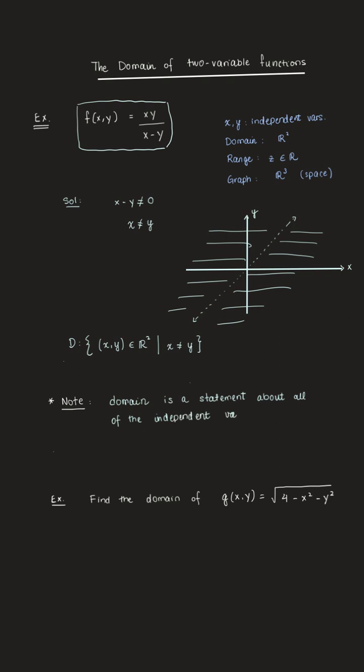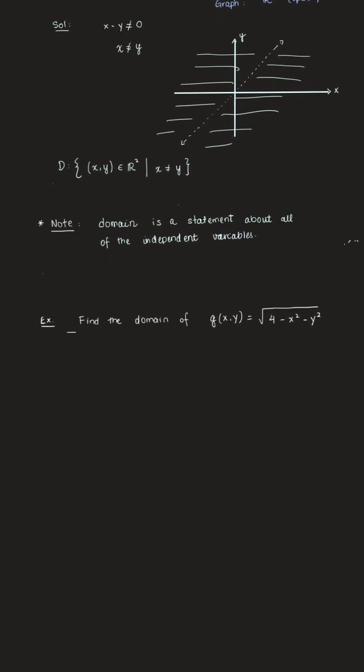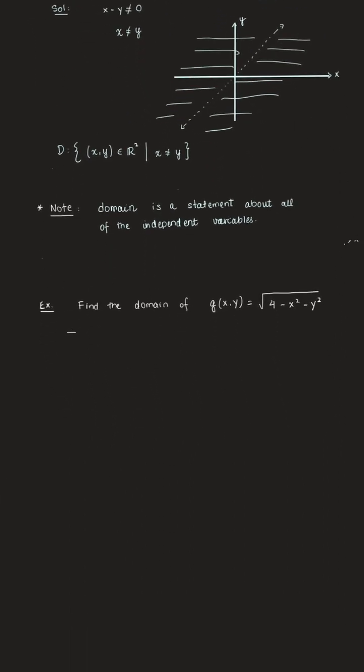All right, so let's try another example. We're not going to graph either of these two functions, just thinking particularly about the domain. So this time we have the function g of x, y is the square root of 4 minus x squared minus y squared. Let's find the domain, and we'll also sketch the domain.